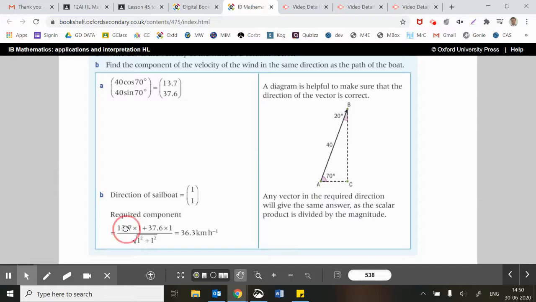In terms of the final answers, I would use the full answers there, not the rounded off truncated answers here and here. I would use the full answers saved on my calculator. By the way, they've used sine of 70. I used cos of 20. It's the same thing.